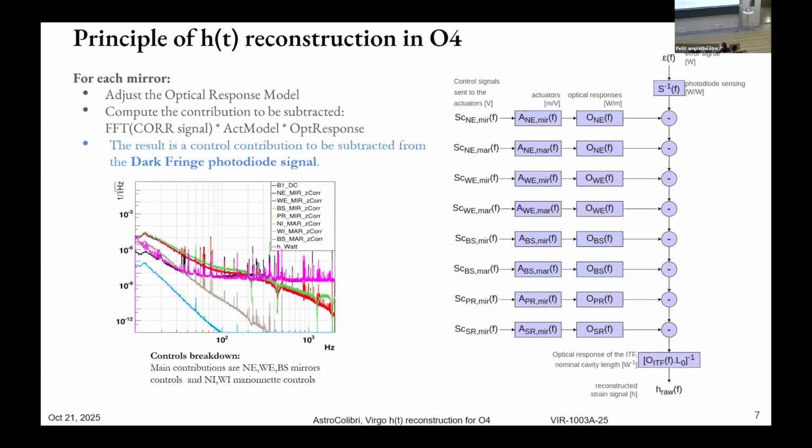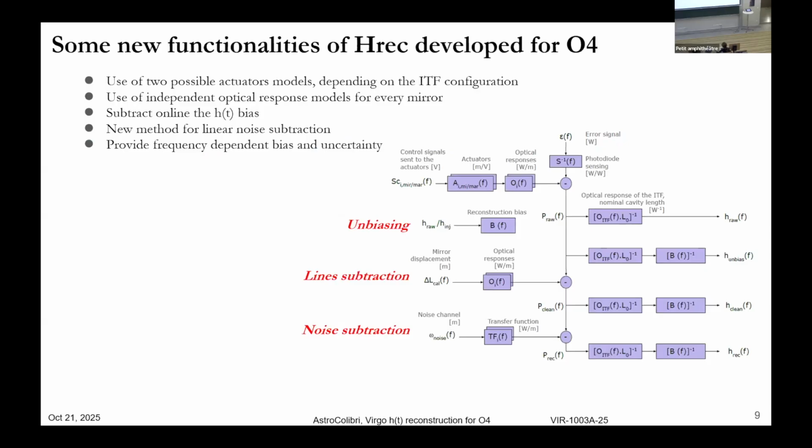I will skip this. So new functionalities in HREC, there are three main new functionalities. This is online subtraction of the noise in the interferometer. We have a new method for O4, and also we have the possibility to apply a different optical response model for each mirror, and we apply also an online unbiasing, and I will explain what we do to do this online unbiasing.